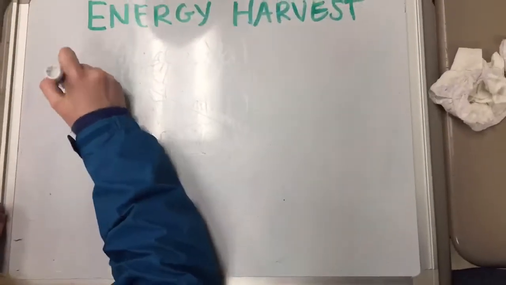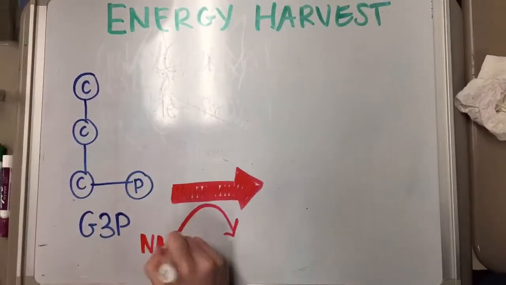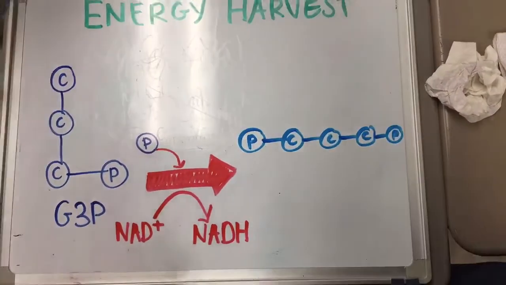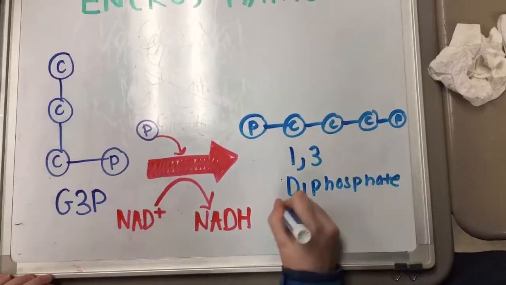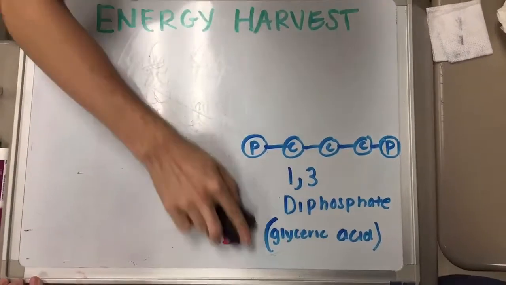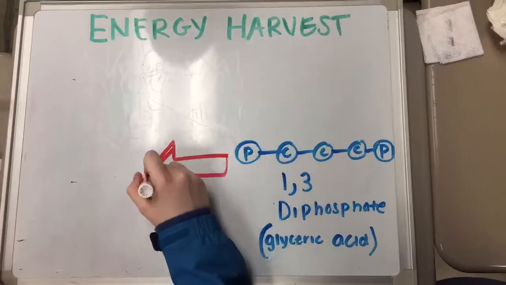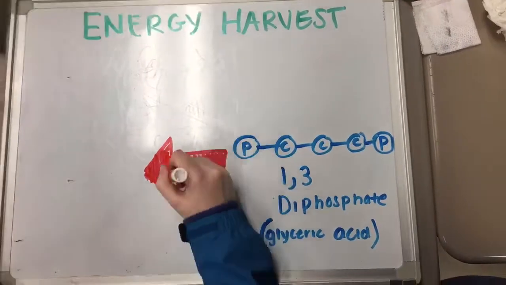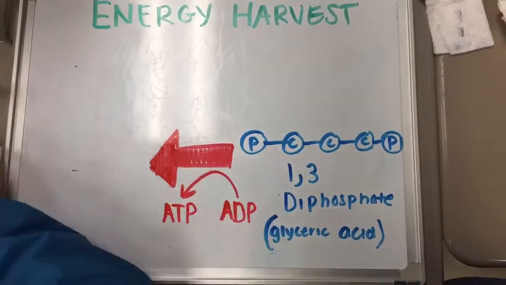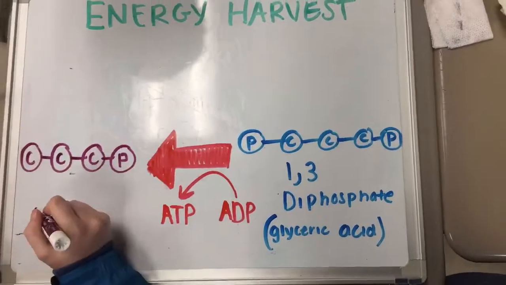In energy harvest, each G3P molecule is reduced by a phosphate from the cytoplasm, as well as an electron carrier, an NAD+, to form an NADH electron carrier molecule and a single molecule of glyceric acid. This glyceric acid is a 1,3-diphosphate glyceric acid. The glyceric acid then gives up a phosphorus atom to an ADP molecule, or an adenosine diphosphate, and creates an ATP molecule, which can then be used to meet the cell's energy requirements.